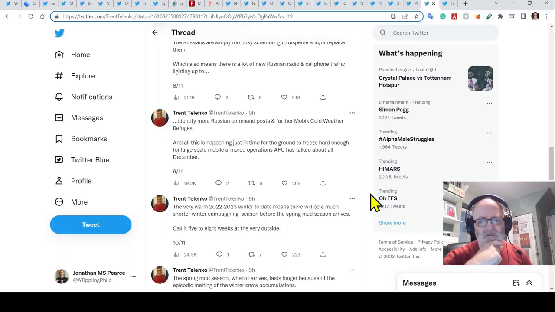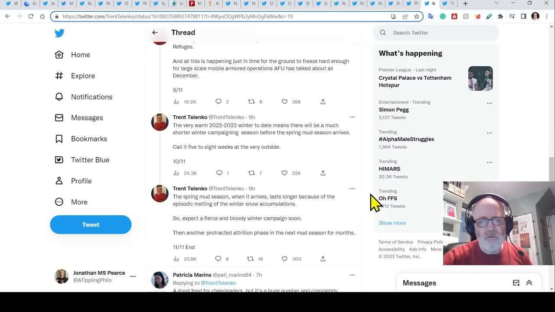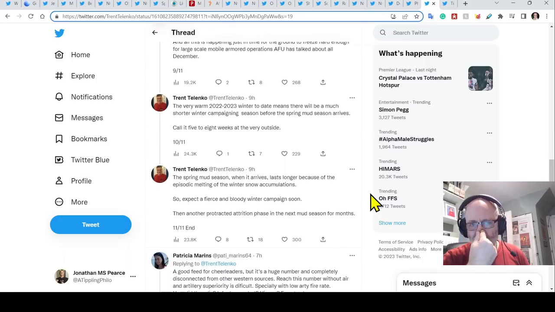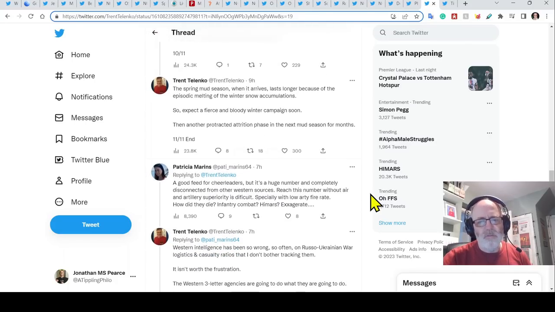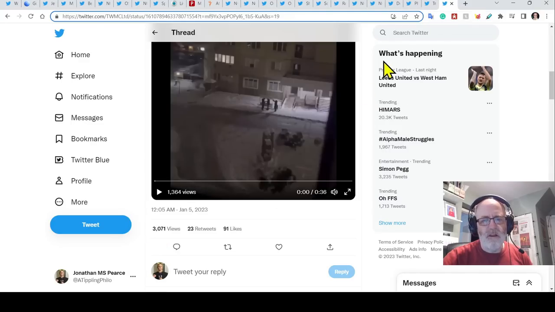All this is happening just in time for the ground to freeze hard enough for large-scale mobile operations that the Ukrainians have talked about all December. The very warm 2022-23 winter to date means that there will be a much shorter winter campaigning season before the spring mud season arrives. Call it 5 to 8 weeks at the very outside. The spring mud season, when it arrives, lasts longer because of the episodic melting of the winter snow accumulation. So expect a fierce and bloody winter campaign soon, then another protracted attrition phase in the next mud season for months. So thank you for that, Trent Delanco.